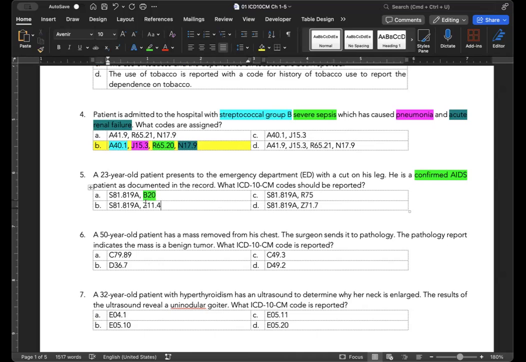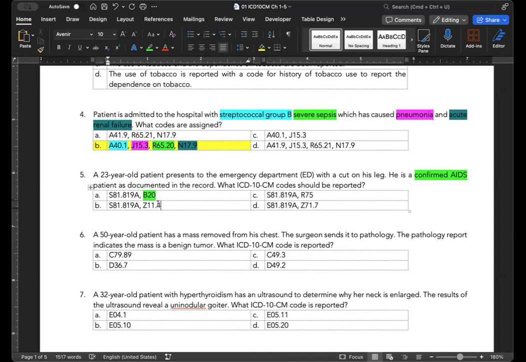Let me ask you this. Even though we have a guideline that tells us that B20 should always be listed first and take sequencing priority, why is it listed second in this scenario? Any guesses? Because he's in the ER with the laceration or with the cut on his leg, and it's not an AIDS-related illness. Exactly. Yep. Because it is an unrelated condition to the AIDS.